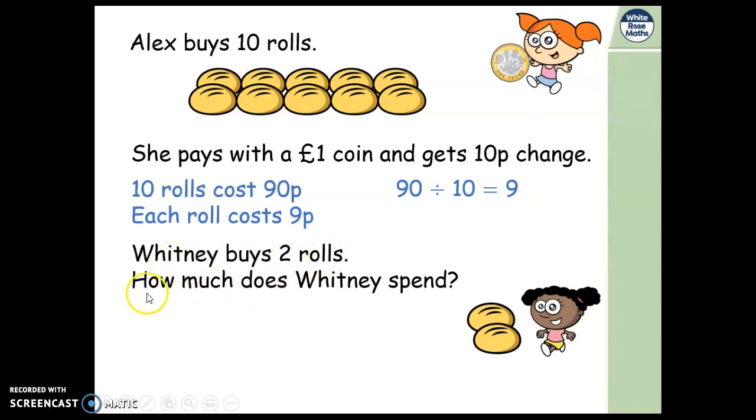Whitney buys 2 rolls. How much does Whitney spend? So then we can work out, because we've worked out how much one roll costs, if we buy 2 of them, 2 times 9, we can't really do, we don't know our 9 times table, but if we swap them round, 9 times 2 equals 18, so Whitney spends 18p.